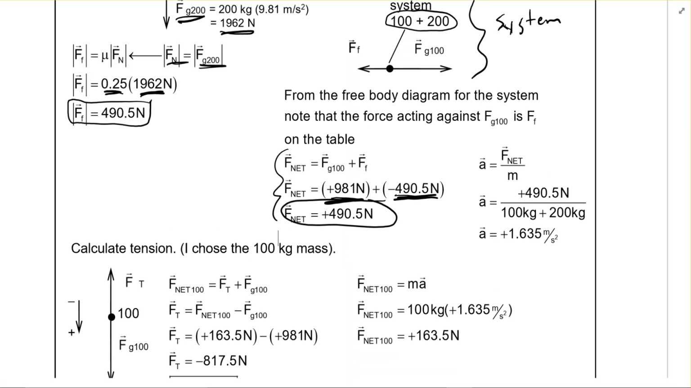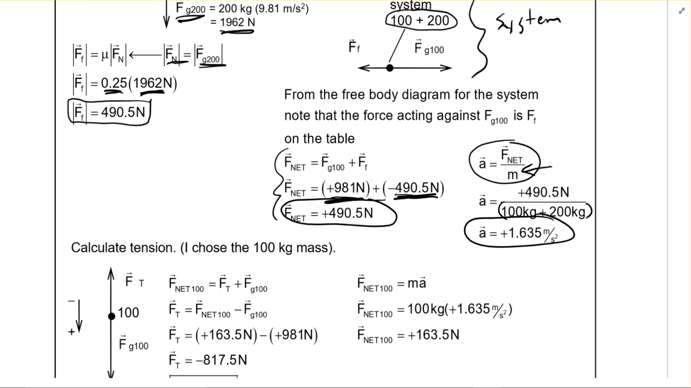All right, now that you know that, we've done all the hard work. Now we just need to use Newton's second law, plug in our numbers, not forgetting that we have to add both masses together when we talk about this mass. And then we get positive 1.635 meters per second squared.